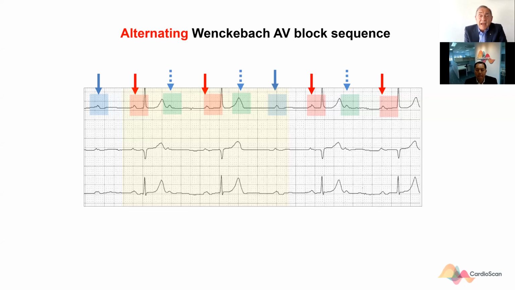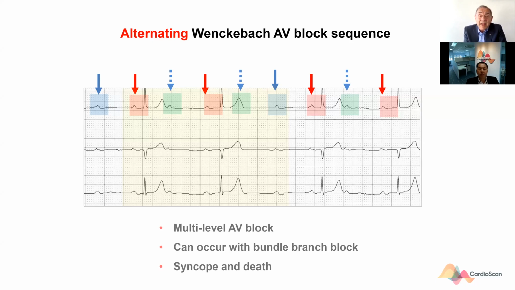The first described was the classical AV Wenckebach, and then there is another more distal to it, in let's say the His bundle area. It's a multi-level AV block. It can occur with bundle branch block and syncope and death, and therefore is usually an indication for cardiac pacing.